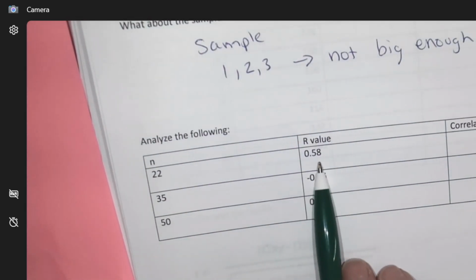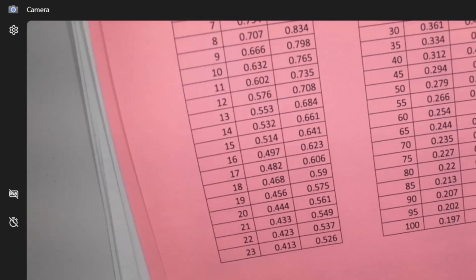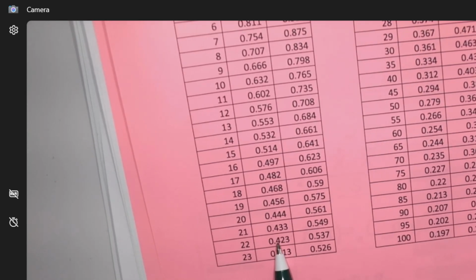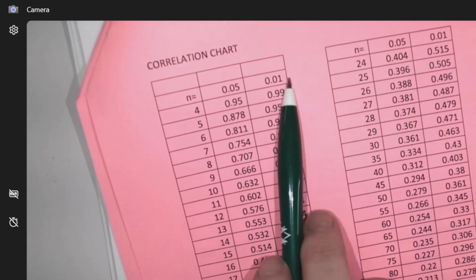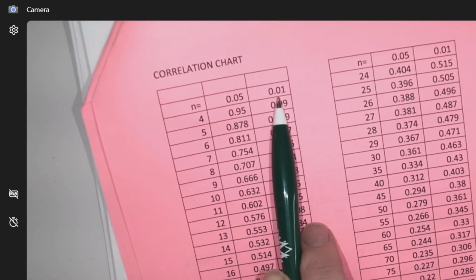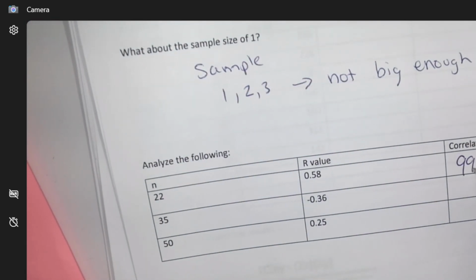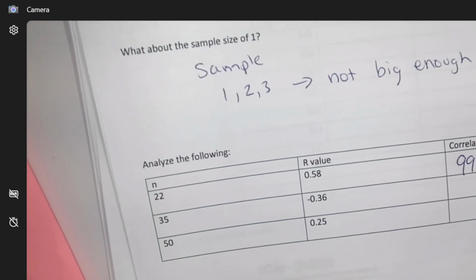Okay, so we have a 0.58. So 0.58 is bigger than that one, and it's bigger than that one. So it's showing me that I'm at least this. So there is the percent. So I'm 99% certain that there's a correlation.